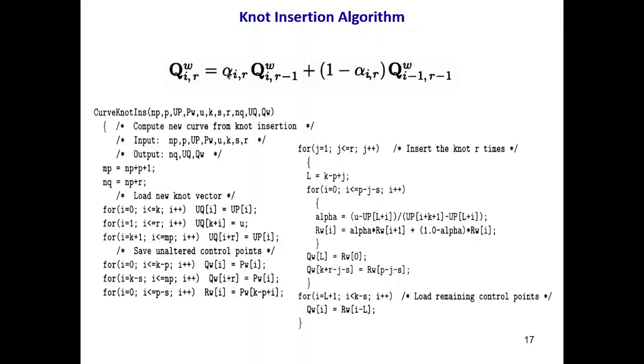This is the coding part, where we have pseudocode for the same. Here we can see that we are getting inputs of the old knot vector, the control points, and the s, r, k and everything else we need to compute the new control points and the new knot vector. Here we are just loading the new knot vector and saving the old control points. Then we insert the knot r times. Finally we get the new set of control points.